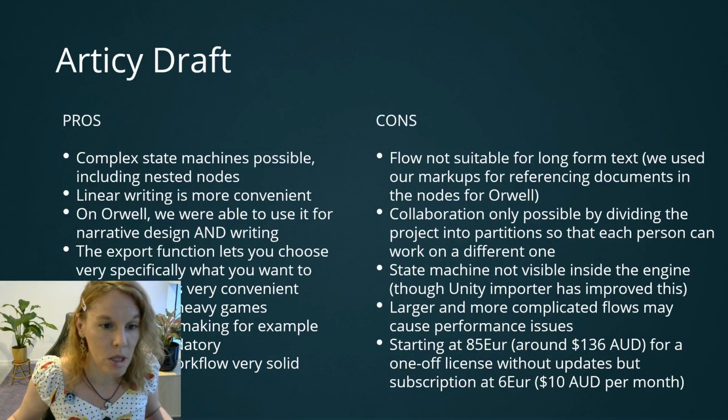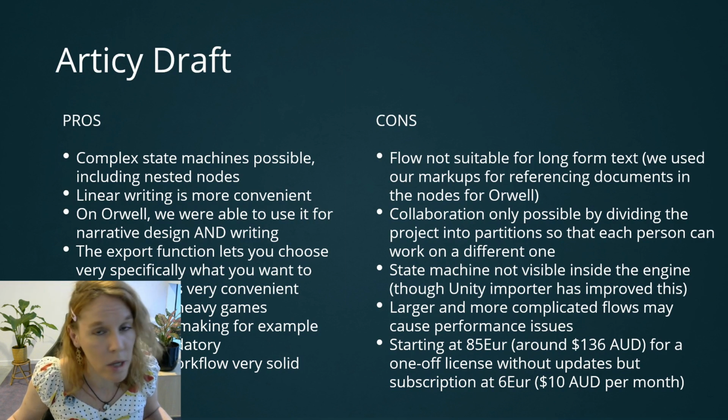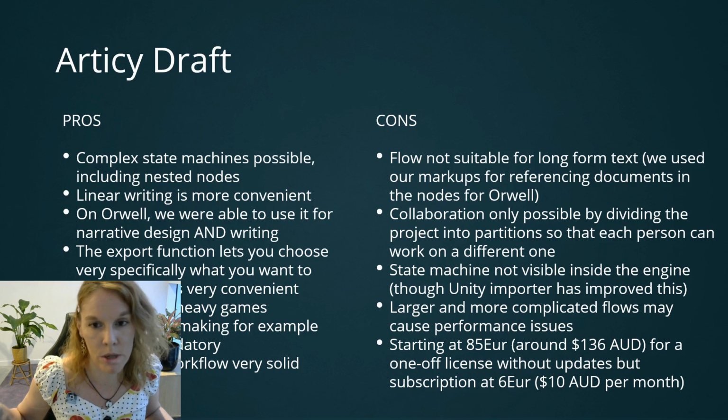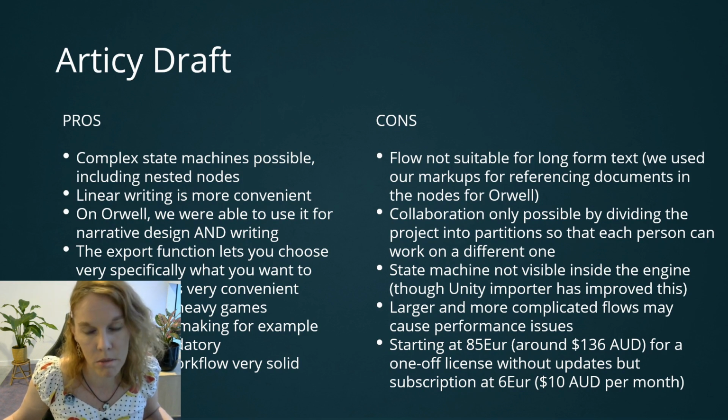Then the export function lets you choose very specifically what you want to export. So for Orwell, for example, we were able to export, let's say, websites separately from phone call dialogues or messenger dialogues. And this means if you mess up some of this content, which you will do 100 million times, and have to re-import it, you can choose what exactly to re-import depending on whatever you messed up. So this is a bit of a disadvantage as well. When not working in the engine with a separate software tool, you have to just take this extra step of importing it before you can test it properly.